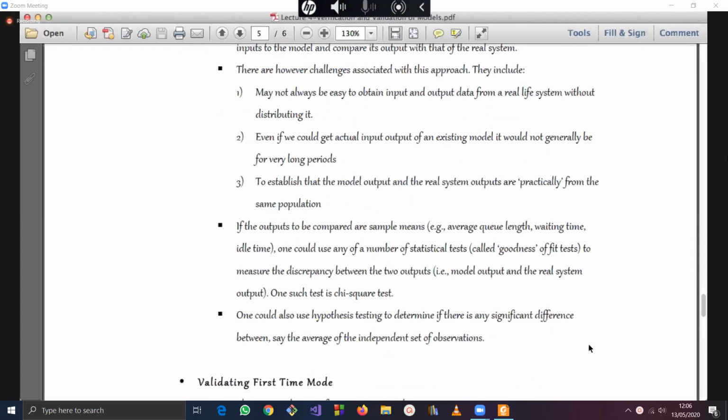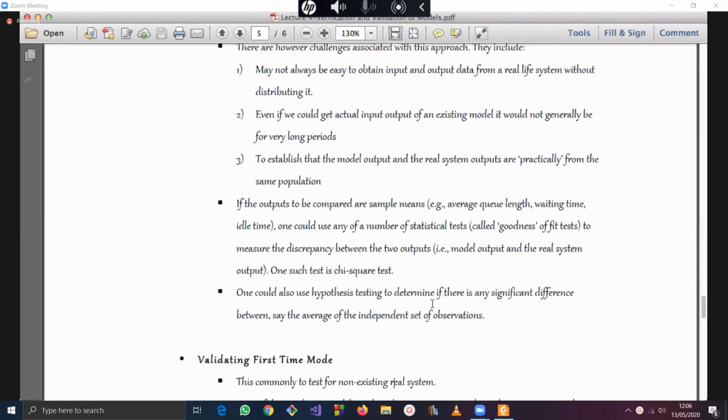The next thing is that one could also use hypothesis testing to determine if there is any significant difference between, say, the average of the dependent set of observations. So when we are dealing with what we call test of hypothesis, we conduct what we call significance tests. And sometimes you normally say, well, yes, there's a difference, but it's not so significant.